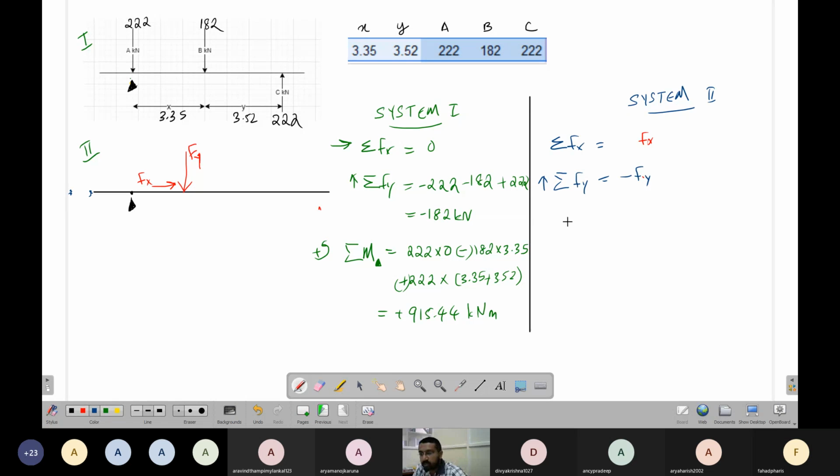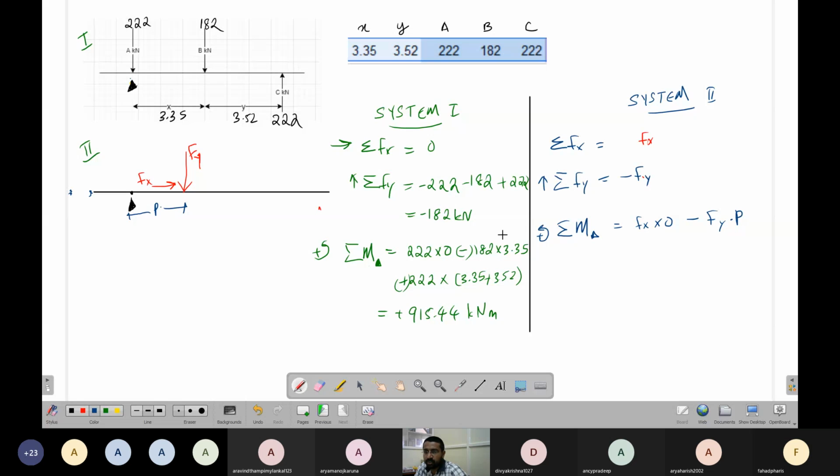Then also we have summation of moment about the same point. Anti-clockwise positive, equal to. Fx is passing through this point, so Fx times 0. Then it is clockwise direction, so minus Fy times some distance. I don't know what the distance is, so I will put that distance as p. Now we have to just equate.